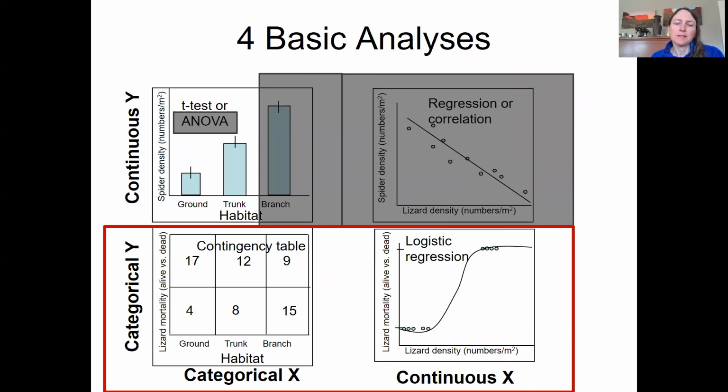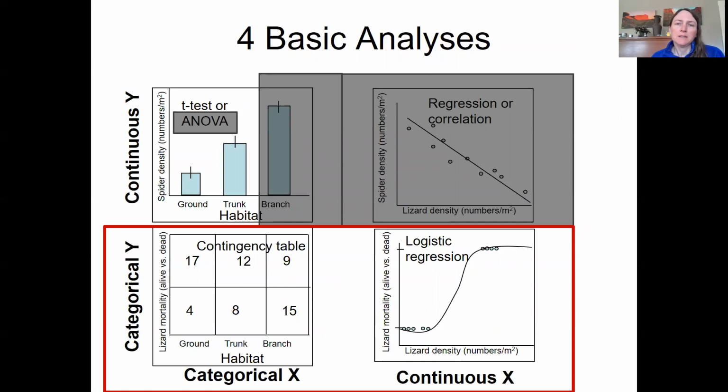And so here's an example on the bottom right-hand side. You can see logistic regression where you have lizard mortality and lizard density. Okay, and you see this pattern looks really similar to a logistic growth curve, right? And so we're learning about logistic growth curves, and this would be a good example of that.